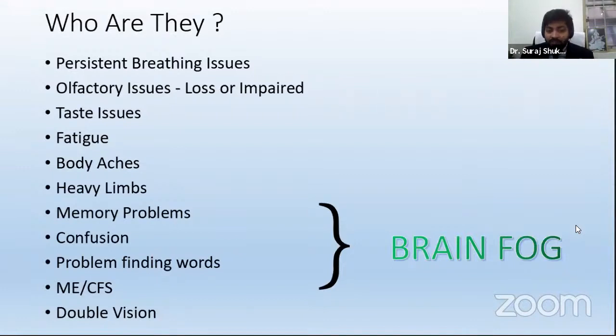So these five symptoms, these five complications, we can call them persisting or developed symptoms after COVID-19. If these five symptoms are present in a person, we say that they have brain fog. Fog means a blurry situation where we cannot think exactly: confusion, problem finding words. These are some of the symptoms which put the brain in a foggy situation.